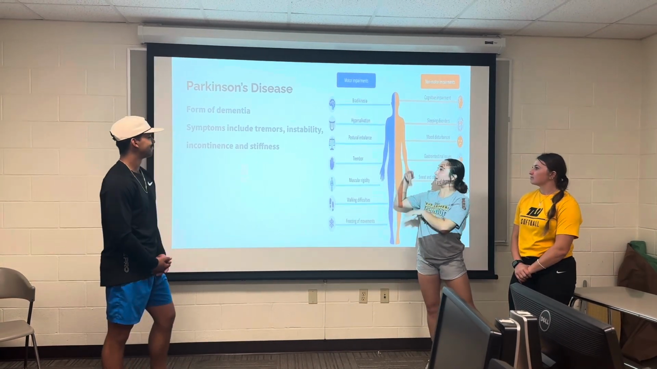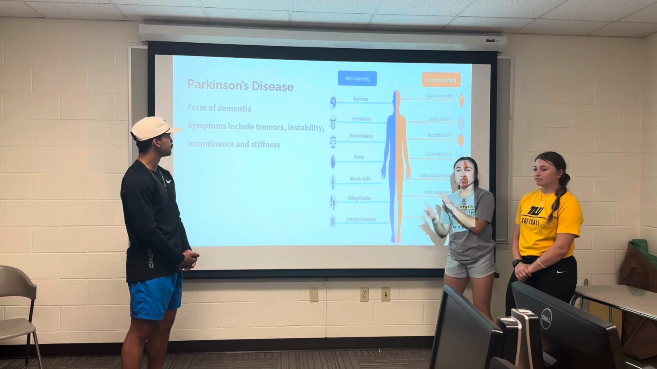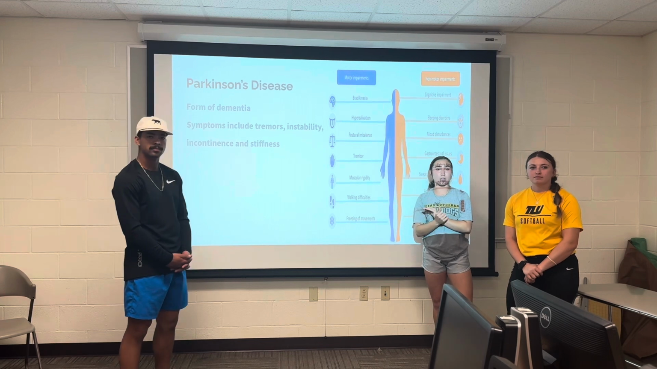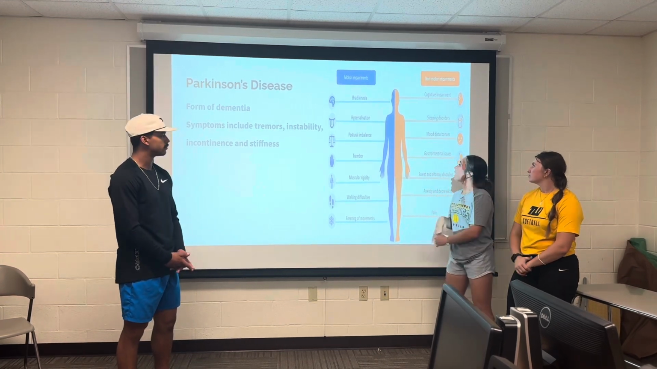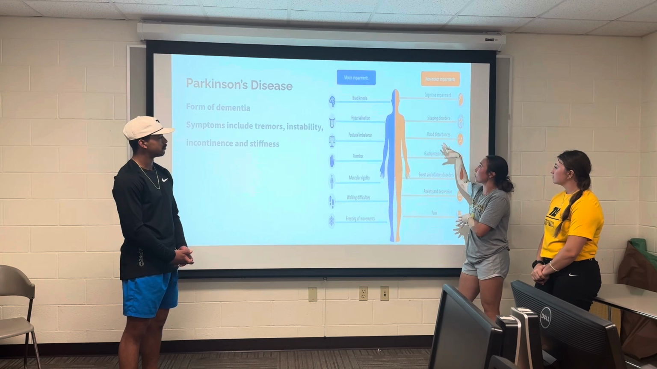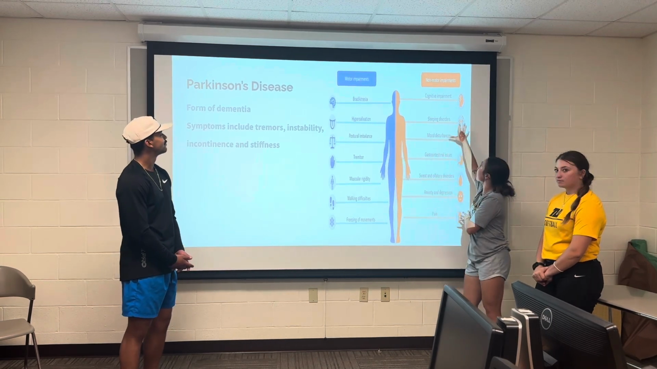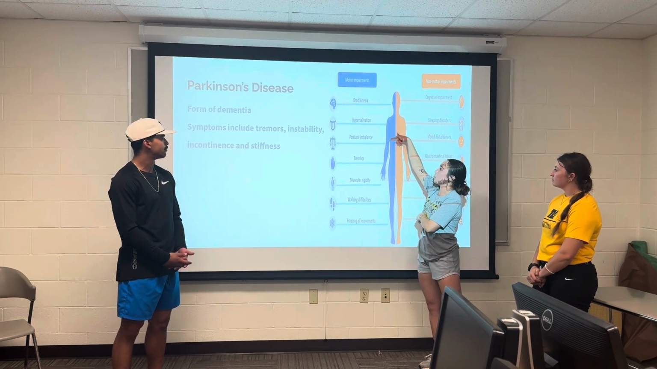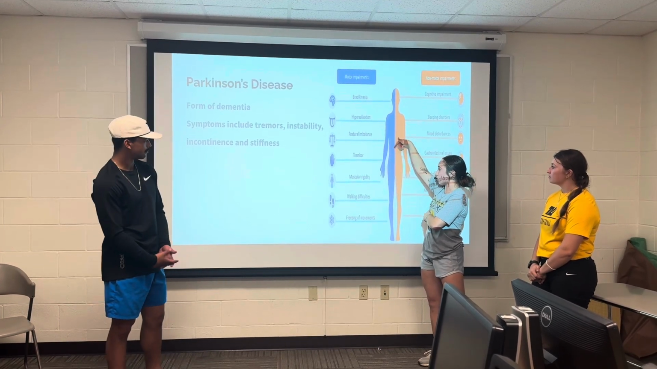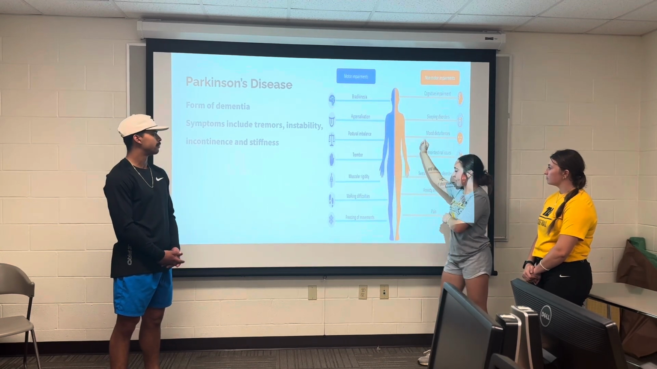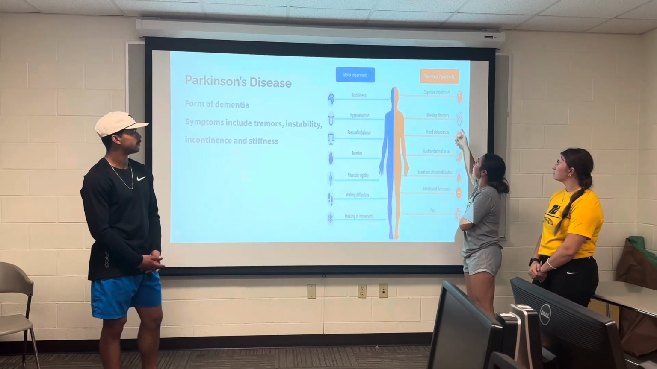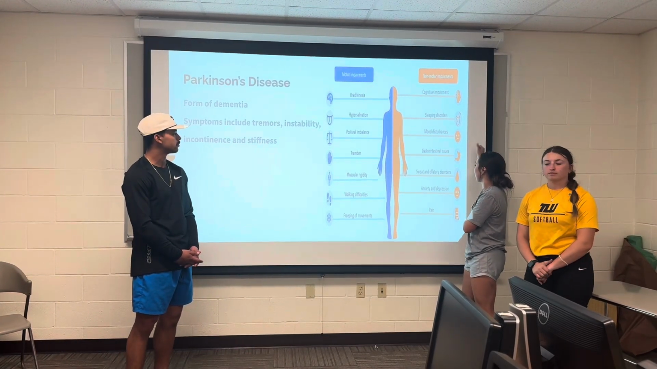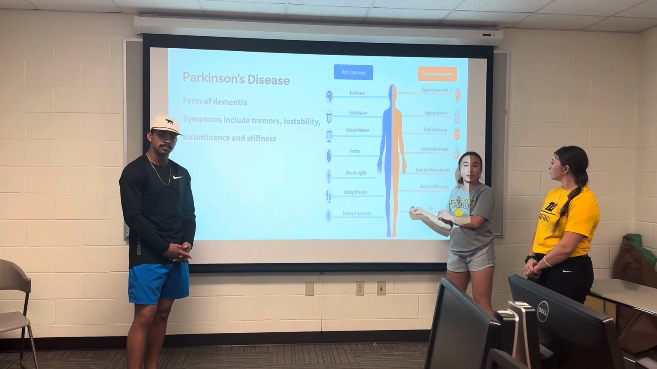And so here we're going to talk about Parkinson's disease. Parkinson's disease is just a form of dementia. Some symptoms include tremors, instability, incontinence, and stiffness. And here we have an image that's just broken up. You have your motor impairments, then you have your non-motor impairments. Some motor impairments include postural imbalance, tremor, muscular rigidity, and freezing of movements. Also, your non-motor impairments include sleeping disorders, mood disturbances, sweat and olfactory disorders, as well as pain.